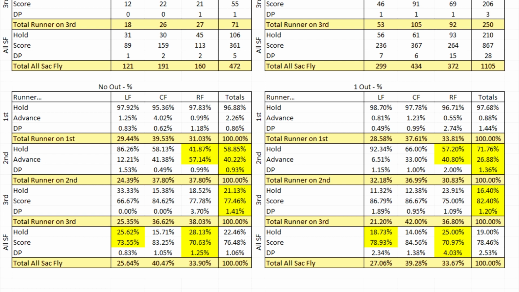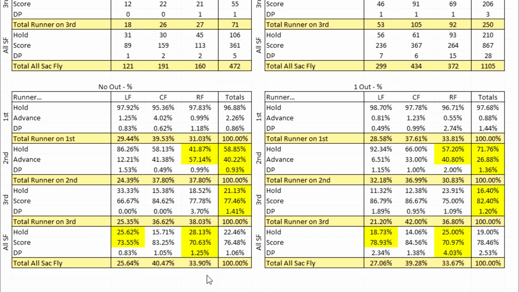The other thing, if you want to notice, this salmon color, I guess we'll call it, gives you the breakdown of where balls were hit: left, center, or right. So on sac flies, which makes sense, 40% of the flyouts are hit to the center fielder. A little over a quarter are hit to left, and a third of the time they're hit to right, roughly. So that's what those other percentages mean.